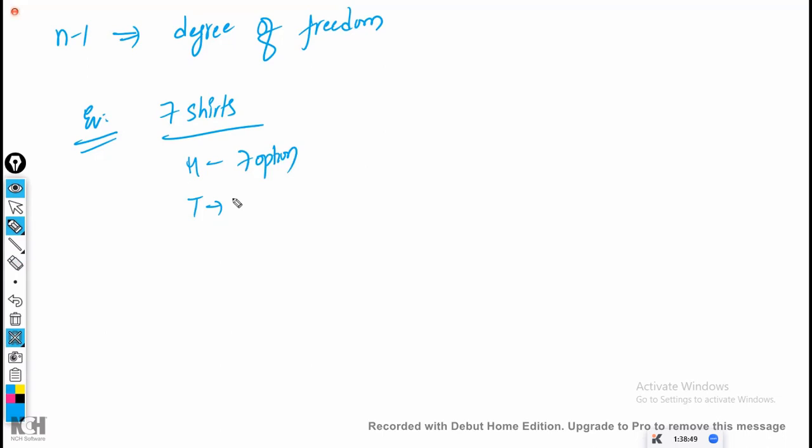Assume that no repetition is allowed. No repetition is allowed means 6 options. On Wednesday, 5. On Thursday, 4. On Friday, 3. On Saturday, 2. Out of 2, 1 you can select. On Sunday, it is mandatory. You have to use that one. Means every time 1 will be left out with no option. You have to select. That will not have any kind of degree of freedom to choose. That is called as degree of freedom.